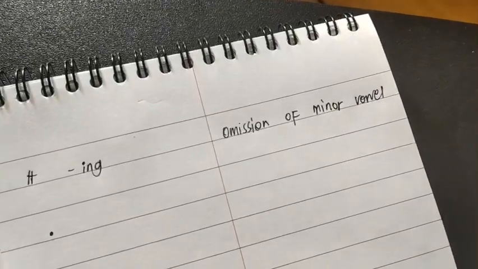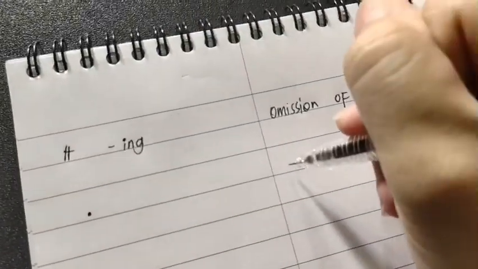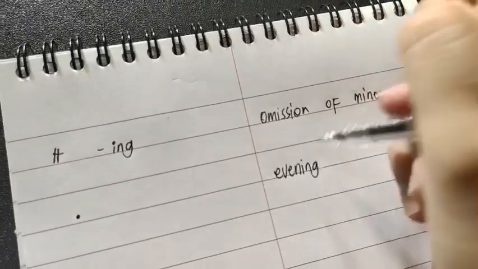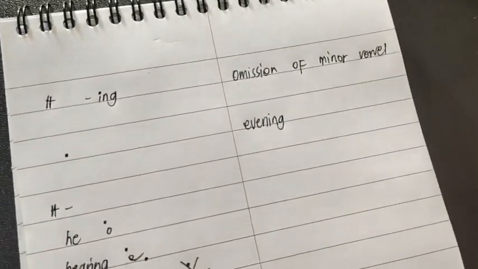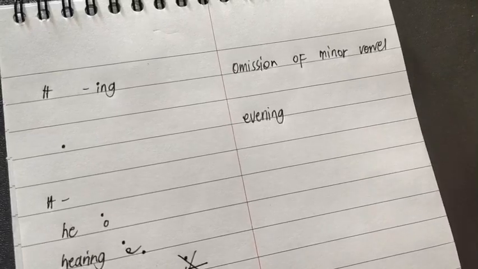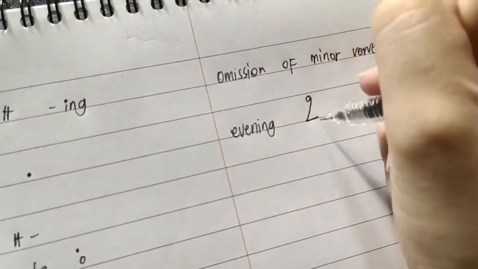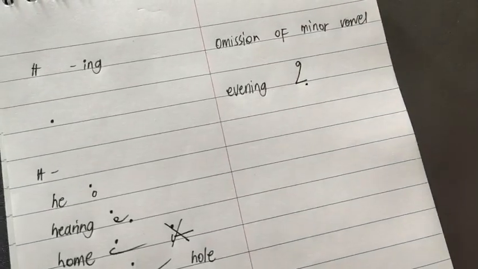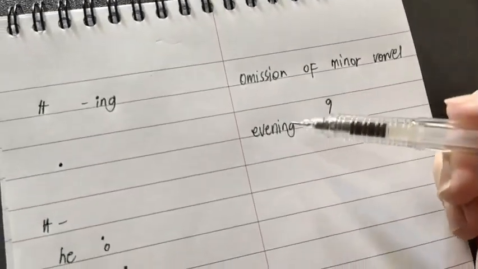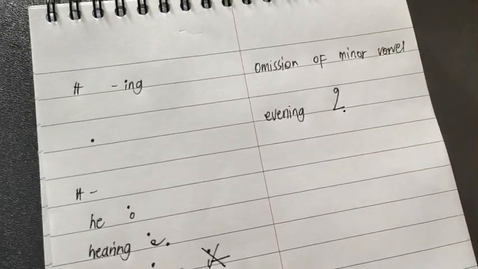Okay, so for example, the word evening. So, spell what we hear, evening. So, we have evening. Evening. Okay. So, parang na-omit na yung E. Di ba? Evening. Pero same pa rin.